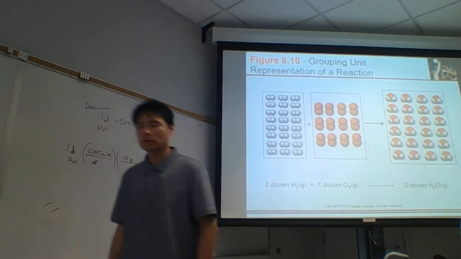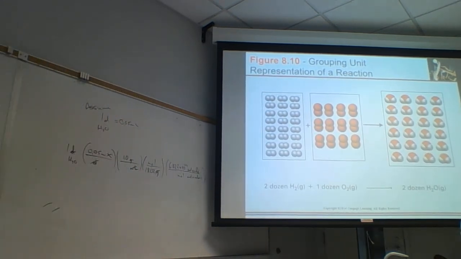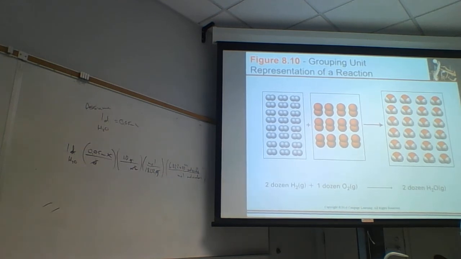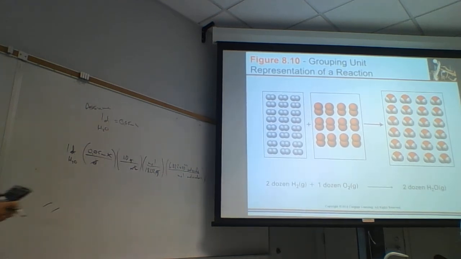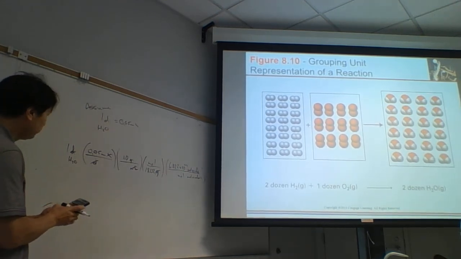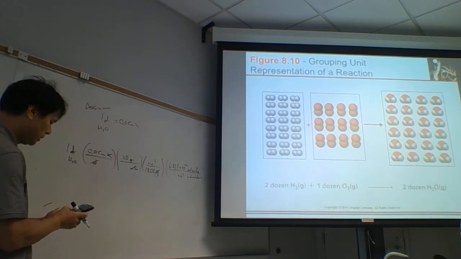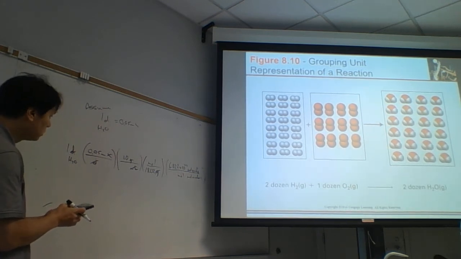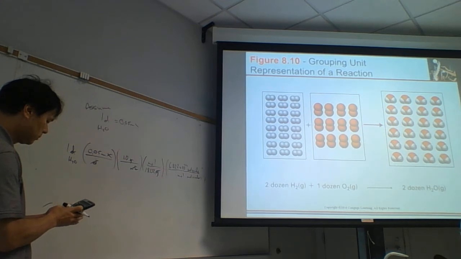So I told you it was a quick calculation, so we wanted to go ahead and calculate. 0.05 divided by 18.02 times 6.022 times 10 to the 23rd.